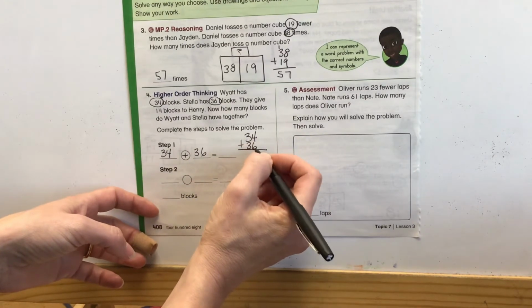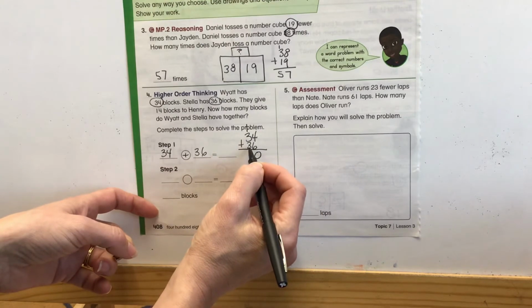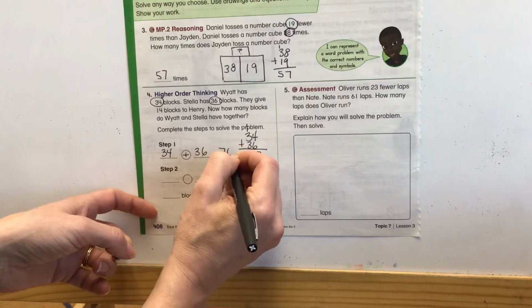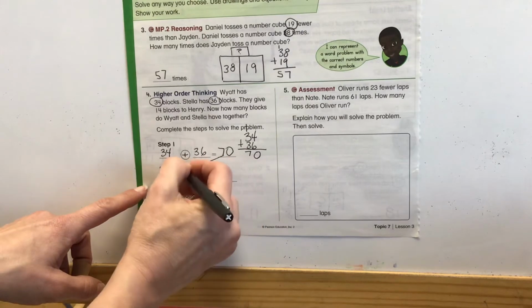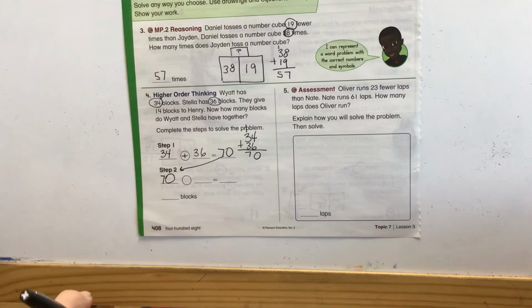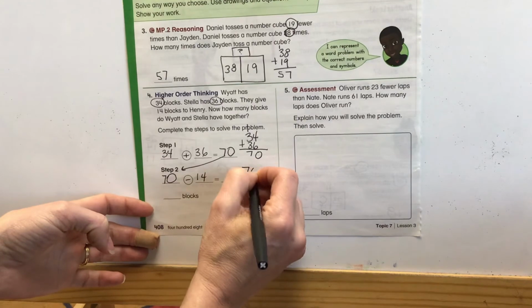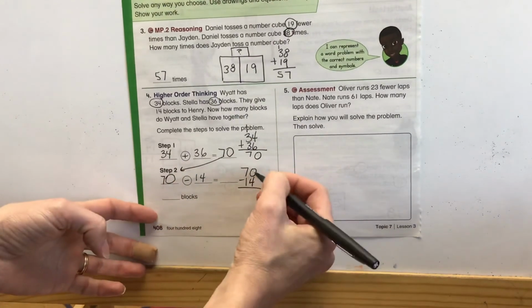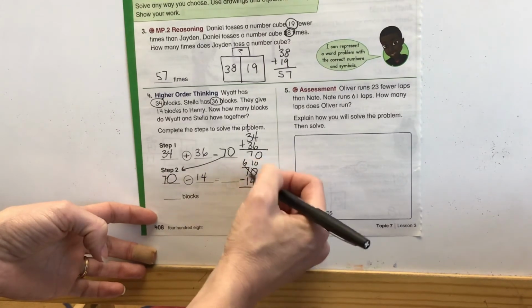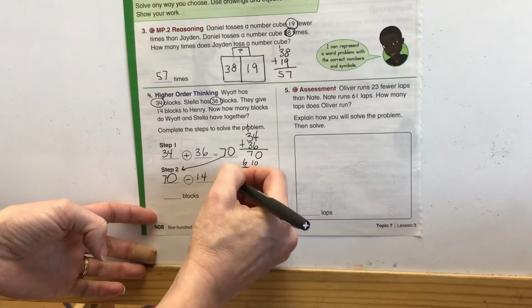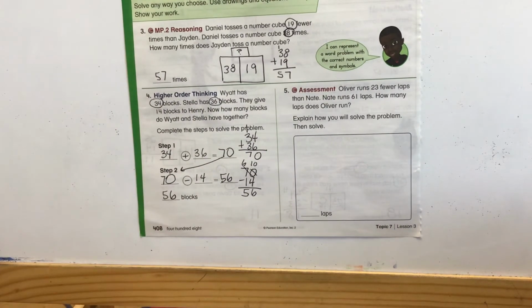place. 4 plus 6 is 0 and 1. Because it's 10, we have to regroup. And 3 plus 3 is 6, plus 1 more is 7. So we know our total is 70. Now, our total is 70, but they give 14 blocks to Henry. So we need to bring this down here. 70. If we're giving blocks away to somebody, that's going to be subtracting because we're taking away from the whole. Minus 14. So 70 minus 14. 0 minus 4 doesn't work, so we're going to have to regroup. 10 minus 4 is 6, and 6 minus 1 is 5. So we get 56, and now they have 56 blocks there after they give 14 away to Henry.